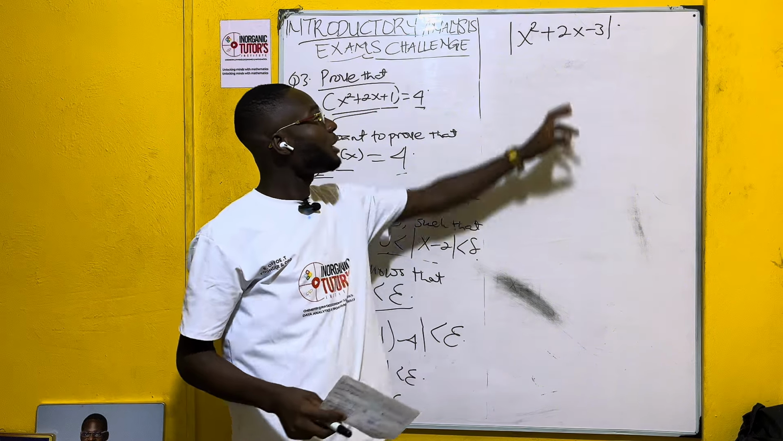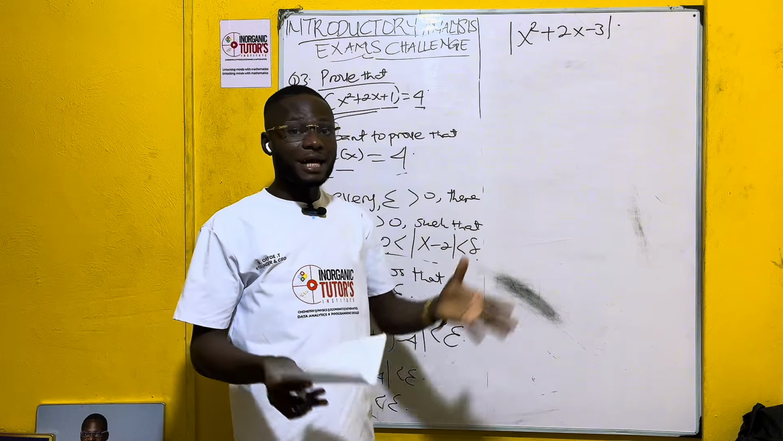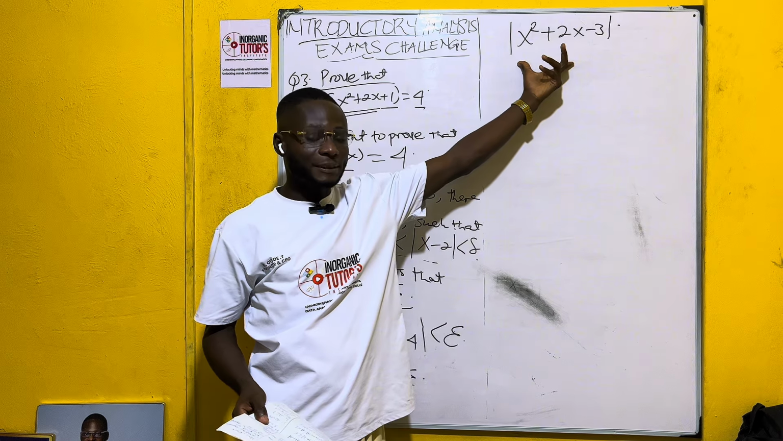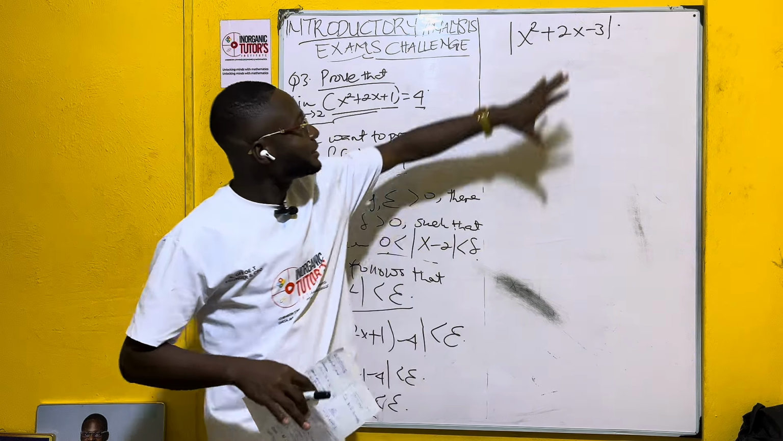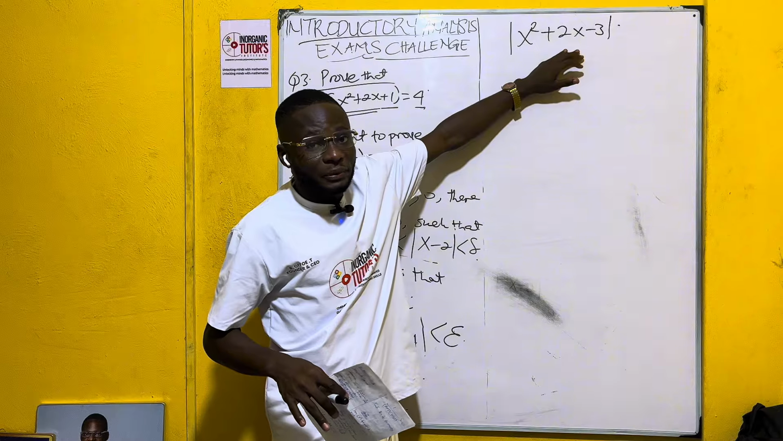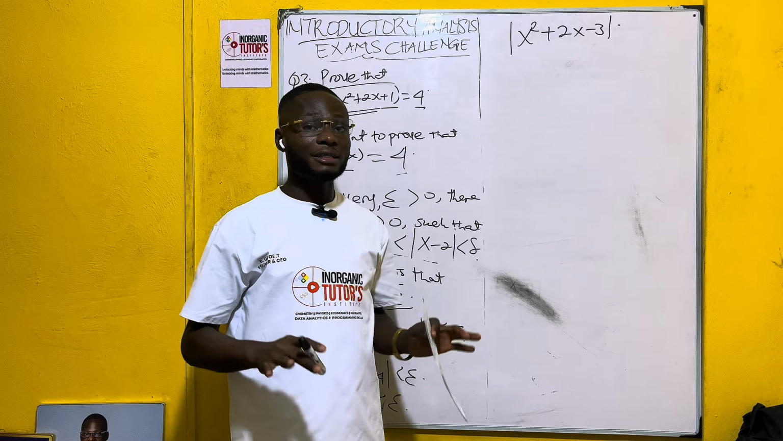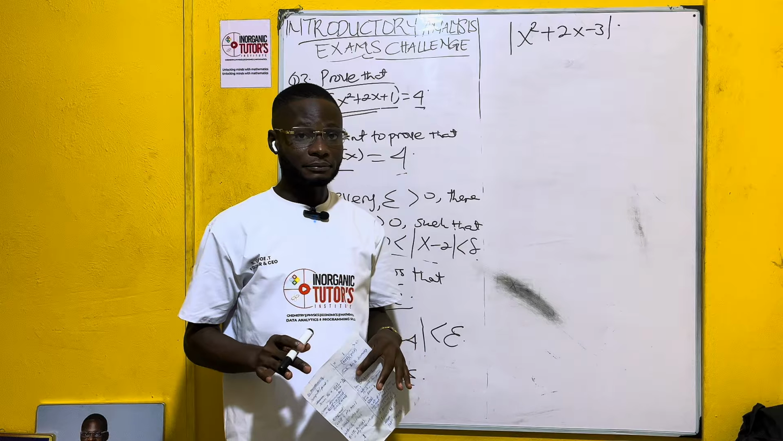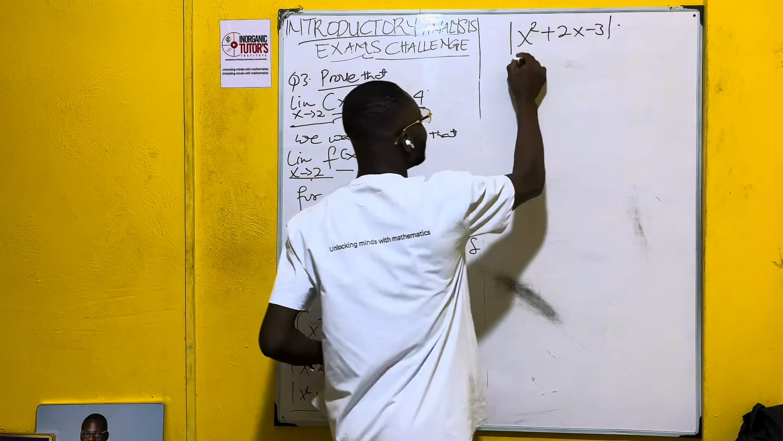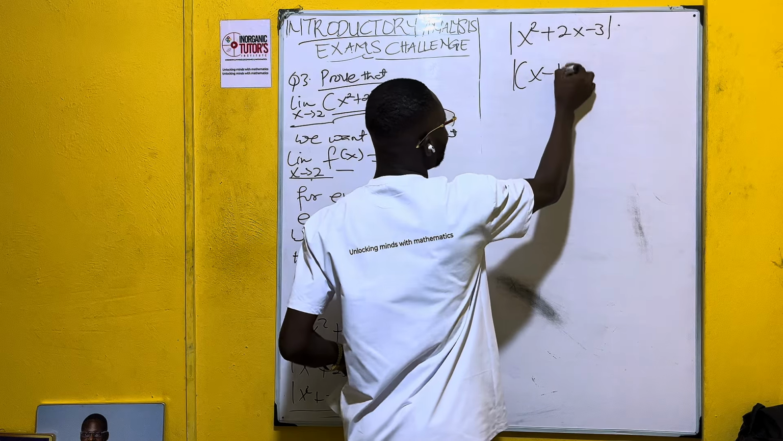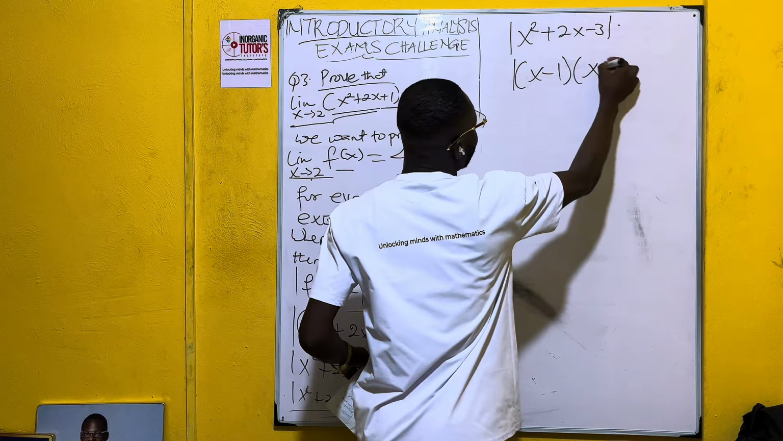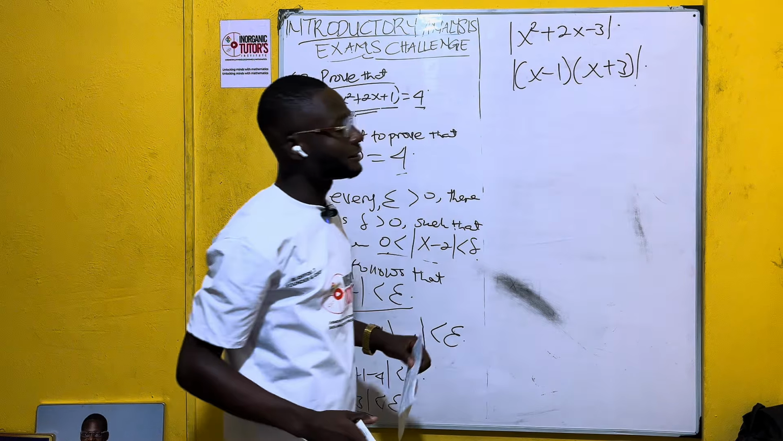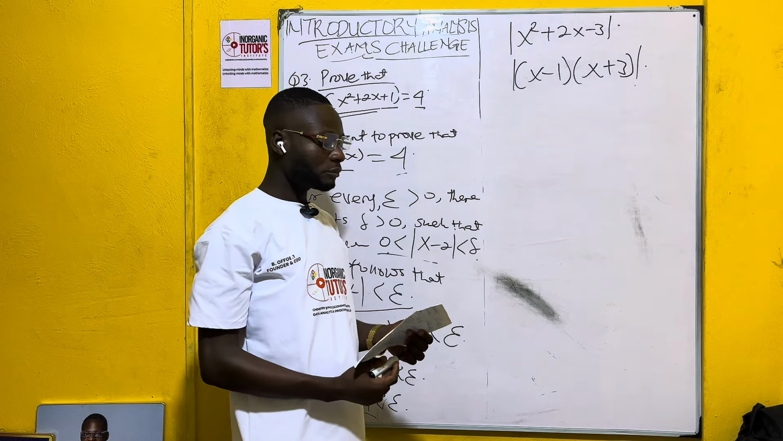So what we have to do here is to factorize the inner expression. You know that this quadratic expression, we can factorize it to have x minus 1 and x plus 3, right? So the absolute value of x minus 1 times x plus 3. If you factorize, this is what you are going to have, right?